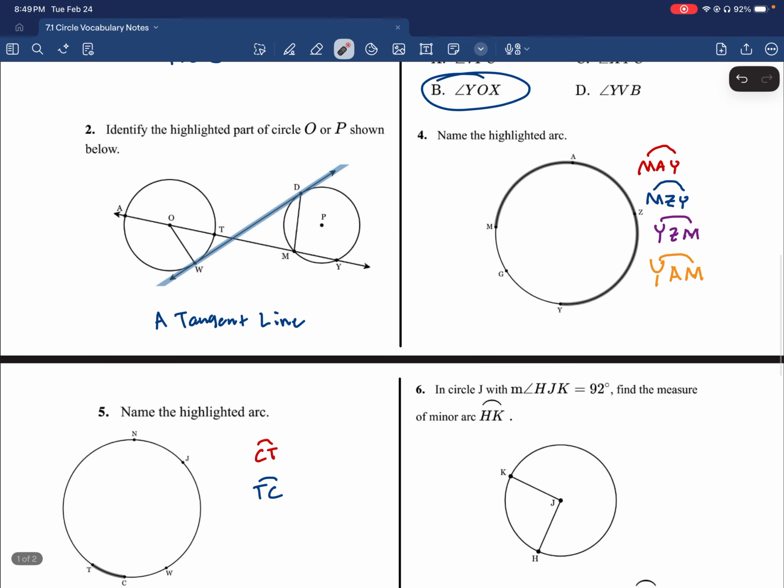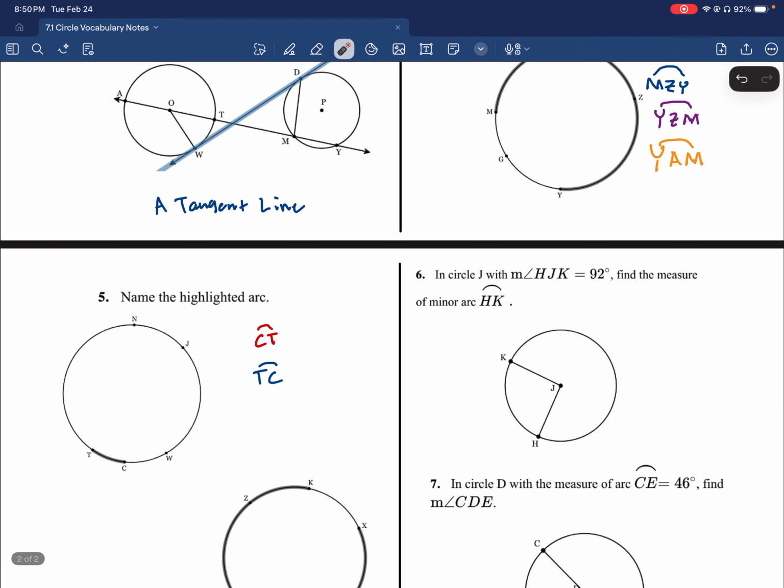But in a major arc like this up here, if I had just labeled this arc YM, or excuse me, MY, then you might have gone this direction, right? But because I gave 3 letters, like M, A, Y, that gave you a direction to go. M, A, Y. That shows you that I have to go all the way around. I'm not just talking about this short distance here. Okay, that's why major arcs have 3 letters, but minor arcs only have 2.